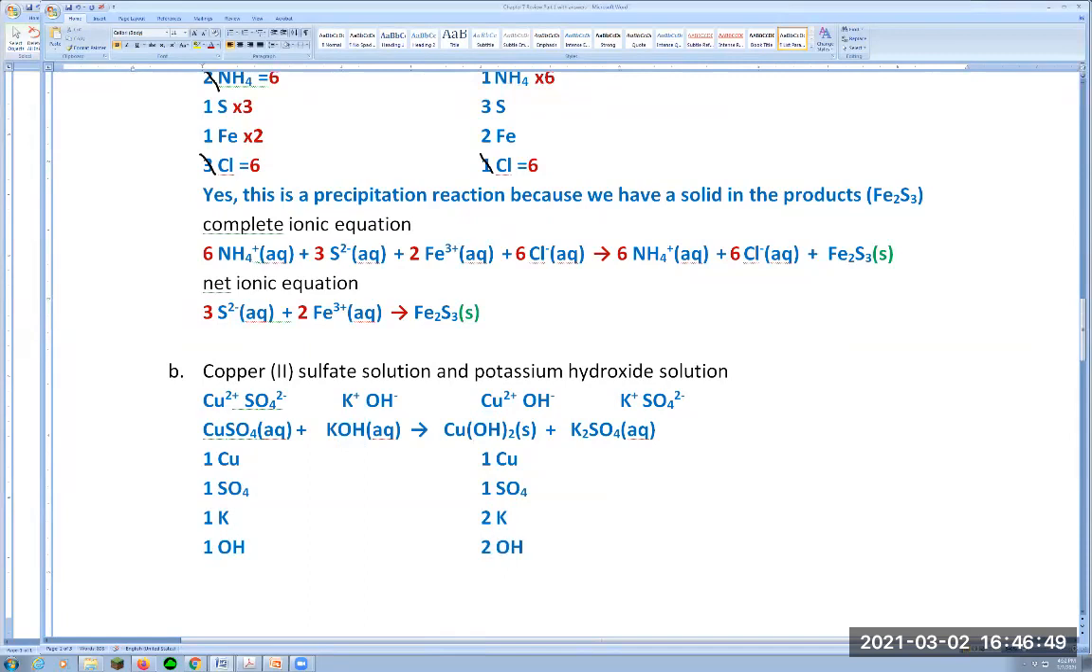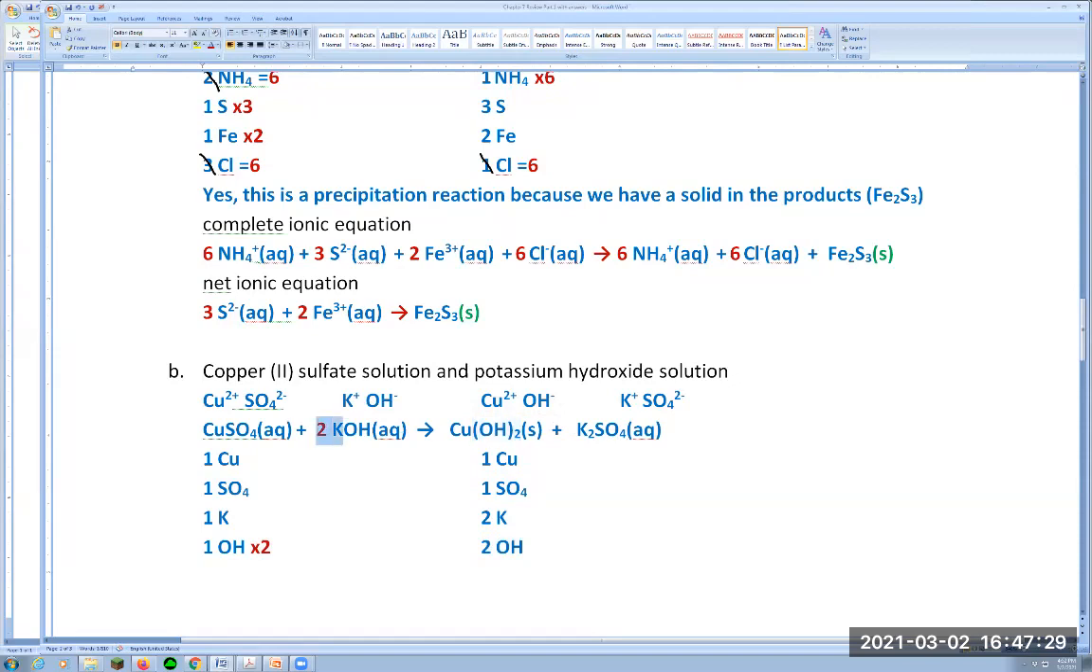Okay, so let's balance polyatomic ions first. The sulfate are balanced, so we won't touch them. Copper are balanced. And here we have 2 hydroxides on the right, only 1 on the left. So let's make it 2 hydroxide on the left, and multiply by 2 in front of KOH to have the same amount as on the right.